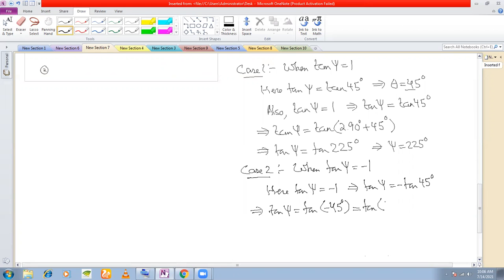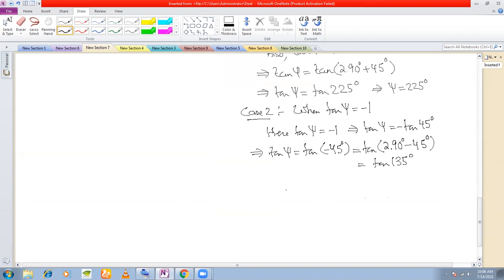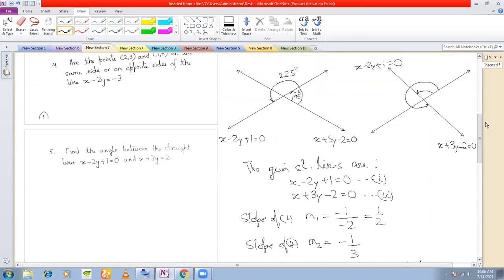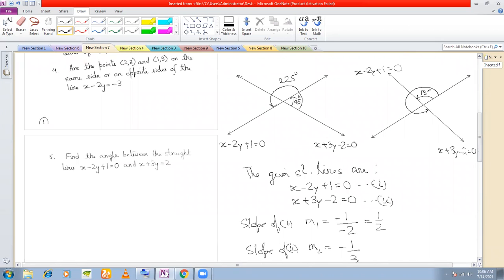How do we take it to the second quadrant? 2 into 90 degree minus 45 degree, right? So this gives you tan of 135, right? So we get psi is equal to 135 degree. So this angle here should be 135. Okay. Sir, now tan is also negative in the fourth quadrant. Yes, I'm coming to that. But you're getting this right as 135 degree.